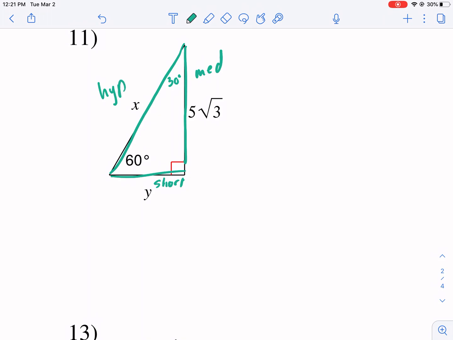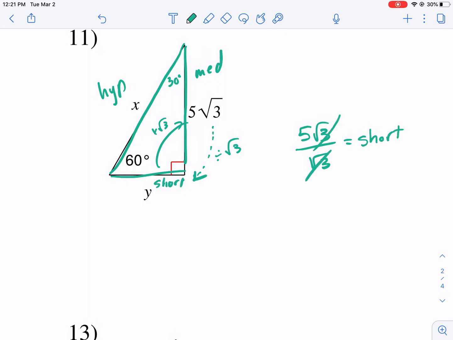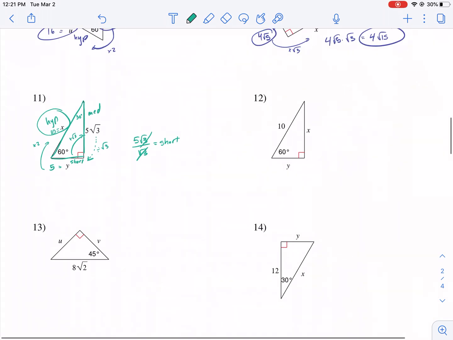To go from medium to short, if we go from short to medium by multiplying by radical 3, we multiply by radical 3 to go to the medium. From the short side, we do the opposite, divide by radical 3 to get to the short side. Okay, so do 5 radical 3 over radical 3, and that's going to be equal to my short side. I cross that out because I see it in the top and bottom, so I have y equals 5, and then I simply just double it to get my hypotenuse. So we have 5 times 2, I get 10 for my hypotenuse.